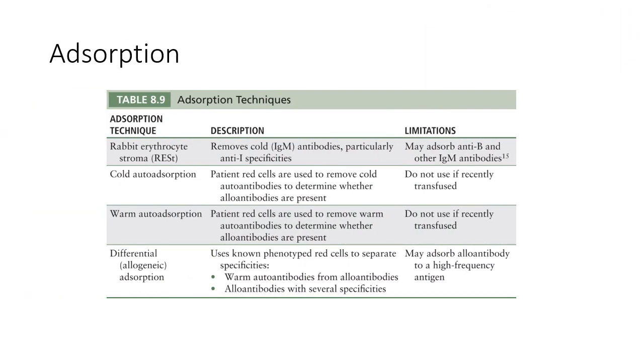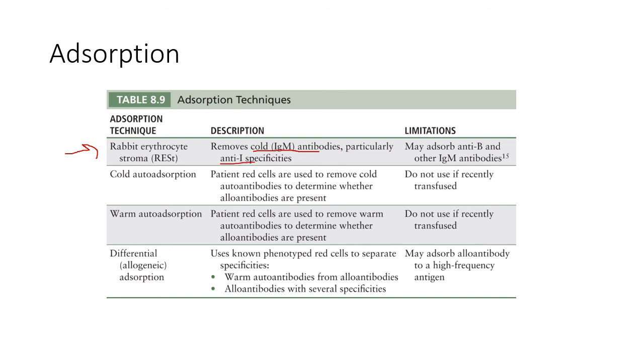Here are some things that you can use for absorption techniques. Now I want you to remember these, because if you had a test and it asked which one of the following is used for absorption of warm alloantibodies, you have to be able to recognize that REST, rabbit erythrocyte stroma, is a technique used to remove cold IgM antibodies, particularly anti-I.